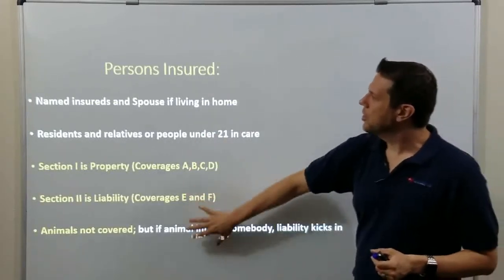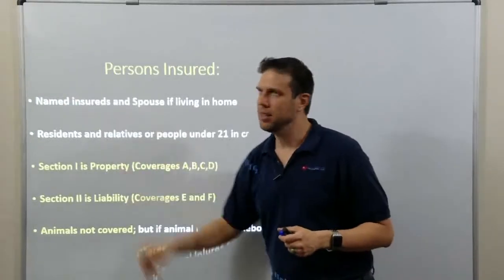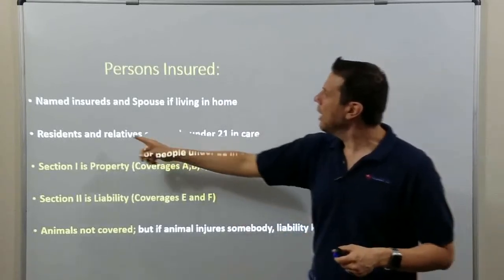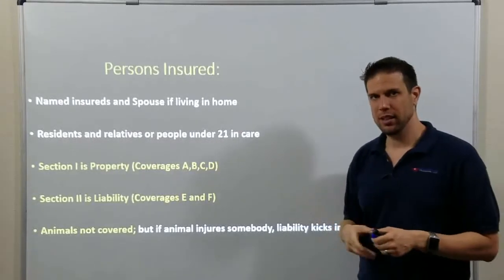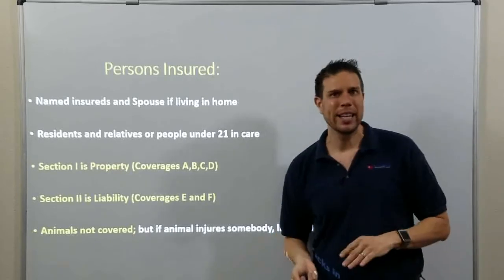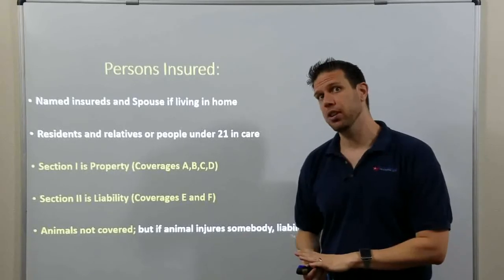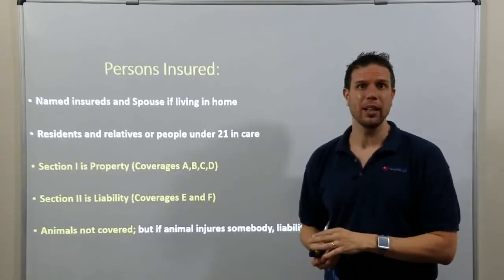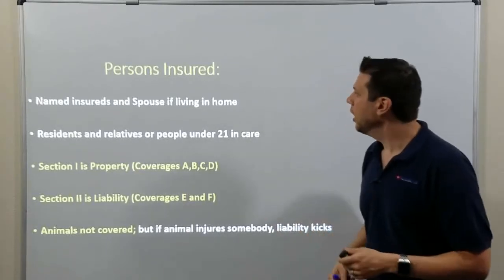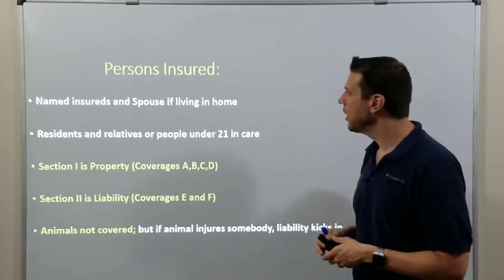We have some definitions of an insured. A named insured is the person listed on the policy, and your spouse is also considered an insured. Anybody living in the house is considered an insured under your policy. So like if you have a nanny living in a spare bedroom, she actually lives there, she is considered an insured. If it's a resident employee, like a maid or butler, their stuff is covered under your house. Anybody under 21 in your house is also considered an insured.